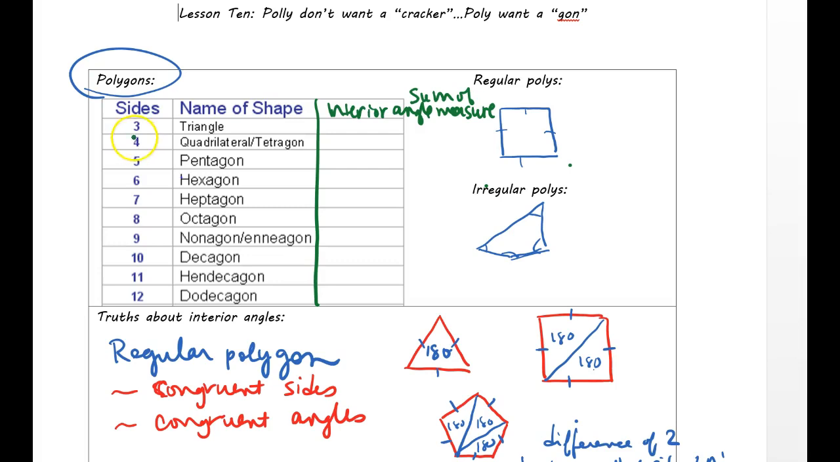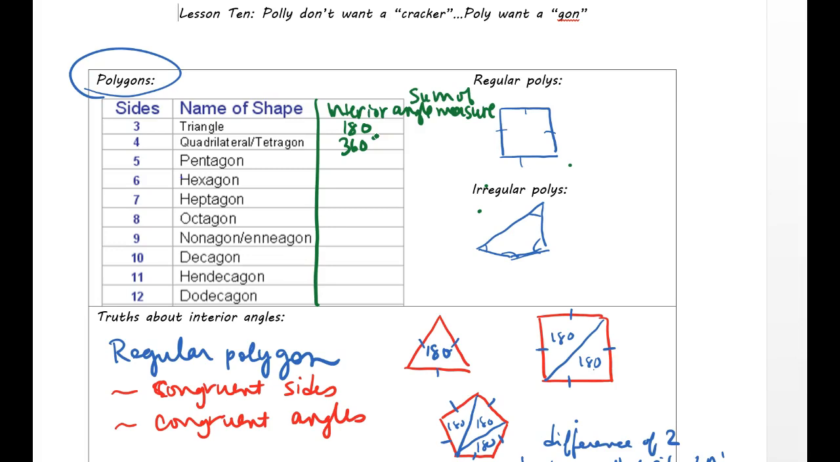So for a triangle, 3 minus 2 is 1. 1 times 180 is 180. But we already knew that. A triangle has 180 degrees inside of it. A quadrilateral, 4 minus 2 is 2. 2 times 180 is 360. Same thing, we already knew that because we drew it below.